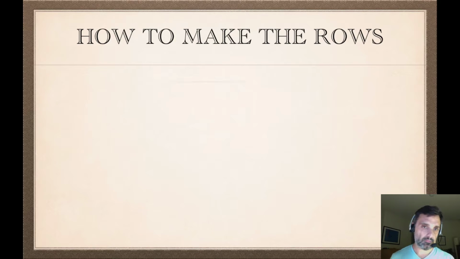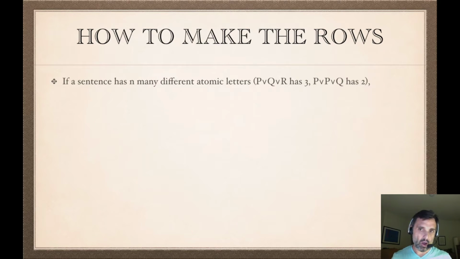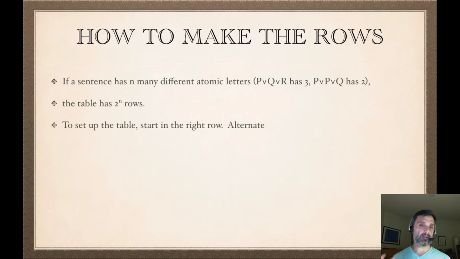We have to make sure that we survey all of the different possible combinations of truth values. If a sentence has n different atomic letters, so P or Q or R has 3, whereas P or Q has 2, then the table has 2 to the n rows. If it has one sentence letter, it has 2 rows. If it has 2 sentence letters, it has 4 rows. If it has 3, it has 8 rows, and so on.